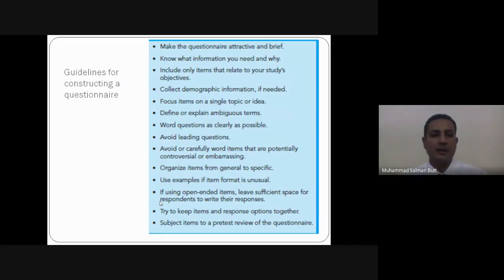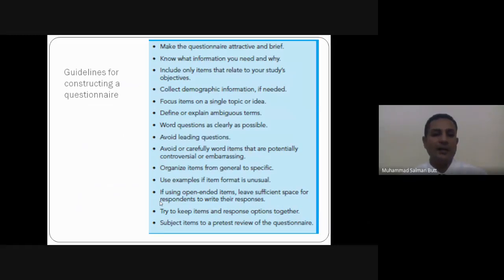The next is collect demographic information if needed. Focus items on a single topic or idea. Define or explain ambiguous terms. Ambiguous terms means, for example, if you are doing medical research and there is a word which has a different understanding in the general population, then you have to explain that particular term. And then, word questions as clearly as possible. You should not use any difficult words, so that it is not difficult for the participant to answer that particular question.